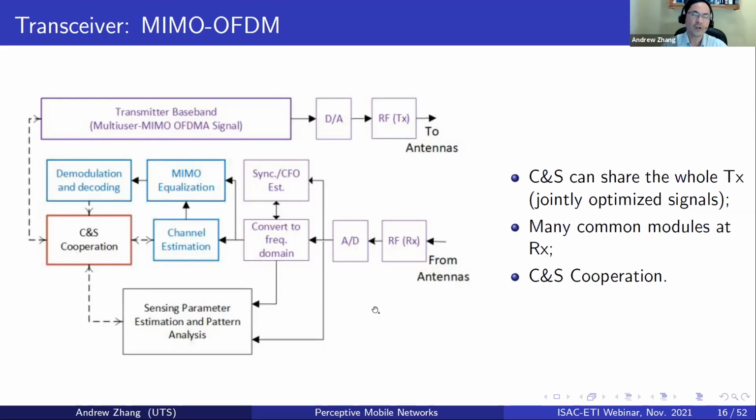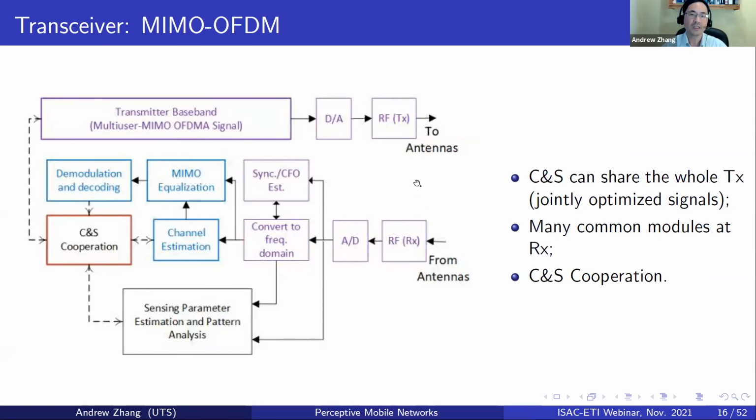We first have a look at the hardware, the transceiver itself. This figure shows the main modules of a transceiver based on MIMO OFDM. The purple blocks represent those that can be fully shared by communication and sensing. The blue ones are for communication only, the black one for sensing only, and the red one is for the module that does cooperation between communication and sensing.